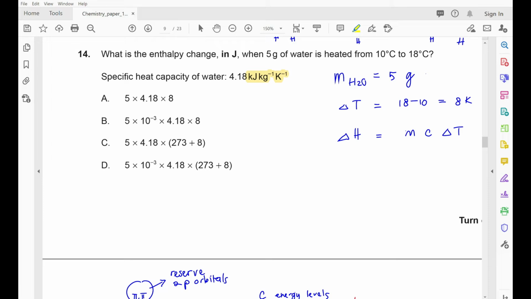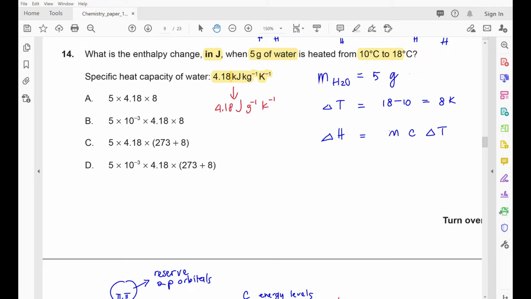Question 14. We're given the mass of water, change of temperature, and the specific heat capacity. To calculate the enthalpy change in joule, let's first convert the unit of specific heat capacity to joule per gram per Kelvin. Now, mass of water is 5 gram. The change of temperature is just 18 minus 10, which is 8 Kelvin. If we convert the temperatures to Kelvin first, we will still get 8 Kelvin.